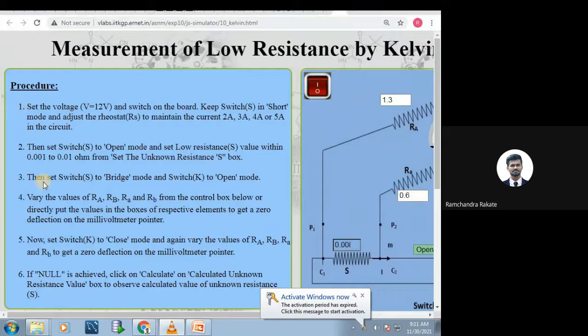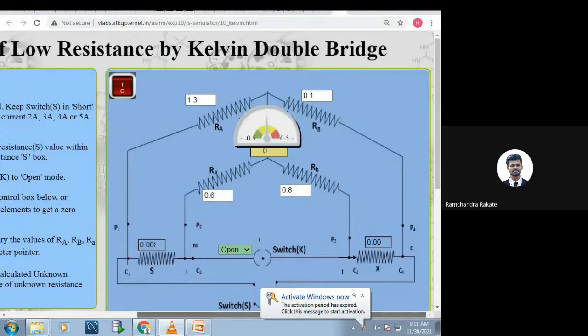Set the voltage V equal to 12 volt and switch on the board. Keep switch S in short mode and adjust the rheostat RS to maintain the current at 2 ampere, 3 ampere, 4 ampere or 5 ampere in the circuit. So what did you understand? What are they saying? We will go one by one. We will read out the first one and then we will do some modification in this experiment.